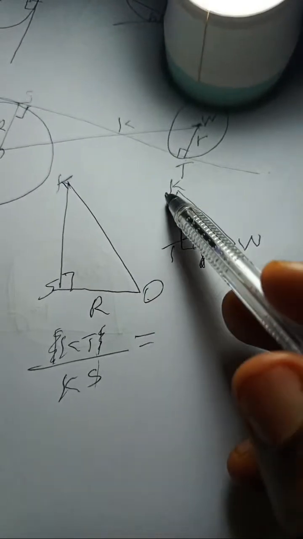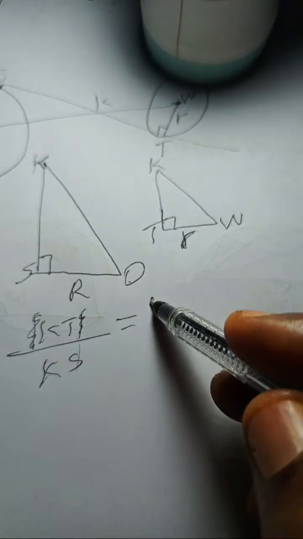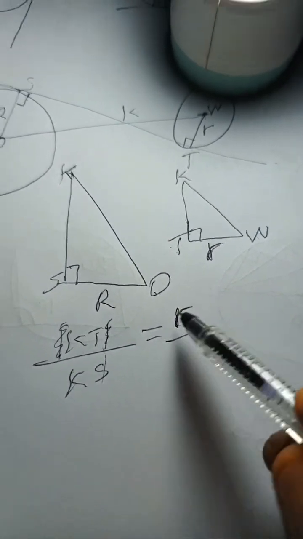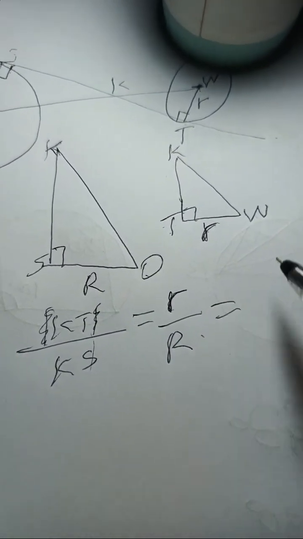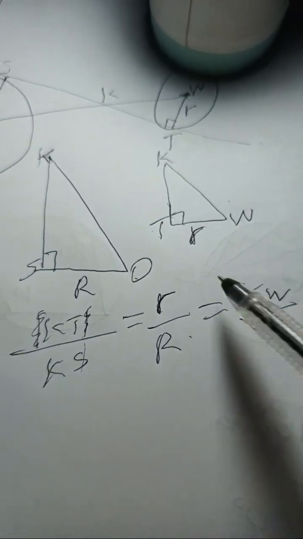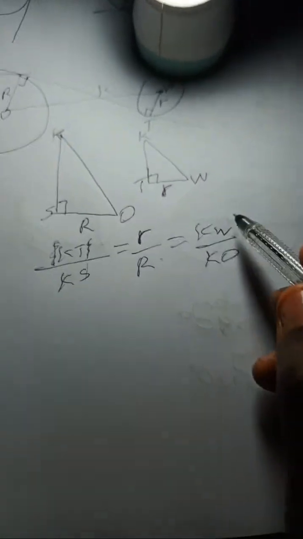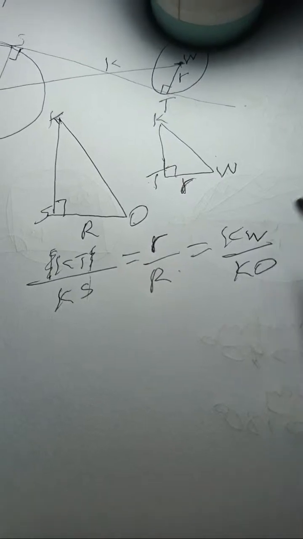We are starting with the small one here. So it's equal to TW. So that should be TW, which is a small r. So let me put is equal to small r divided by big R. And that can be equal to KW divided by KO. So any value given, we slot it in. We use that to solve our problems.